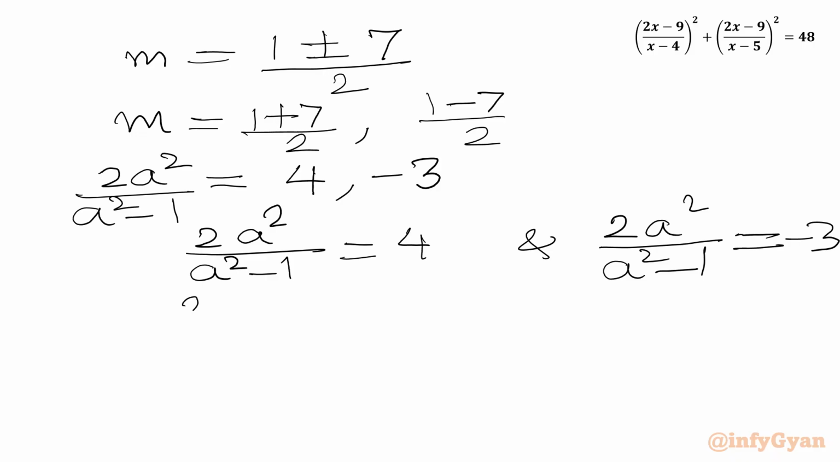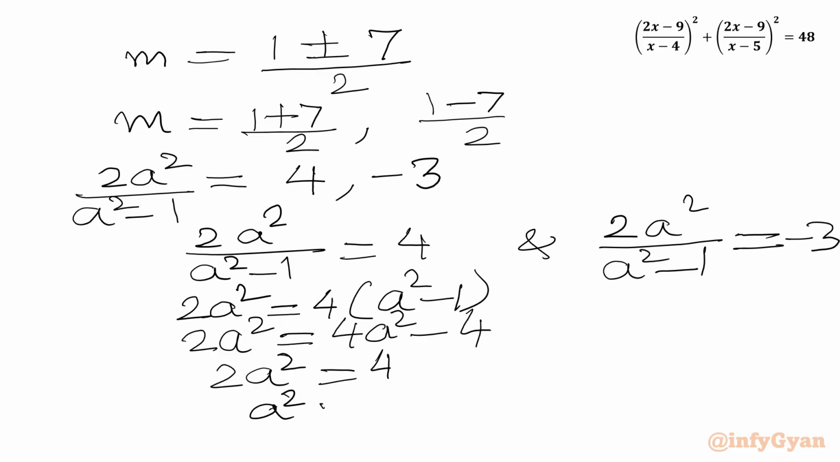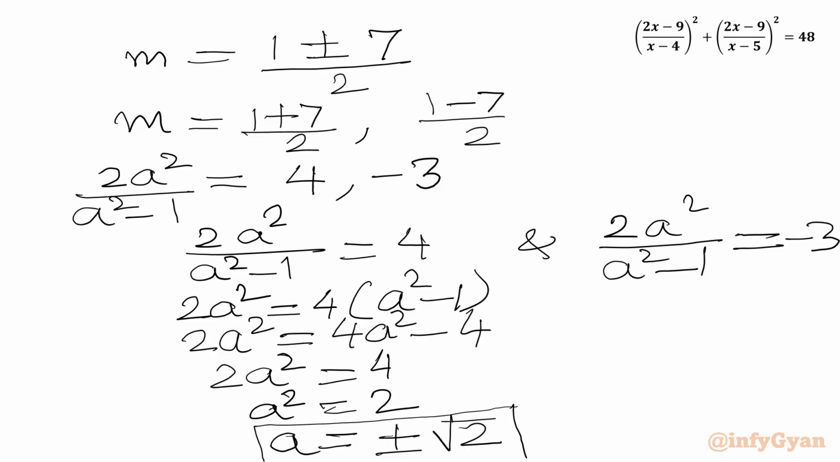Let's solve this equation first. We will cross multiply. We can write 2a squared equal to 4 times (a squared − 1), or 2a squared equal to 4a squared minus 4, or we can write 2a squared will be equal to 4, a squared will be equal to 2, a will be equal to plus minus square root 2. Remember, a was our substitution, 2x minus 9.